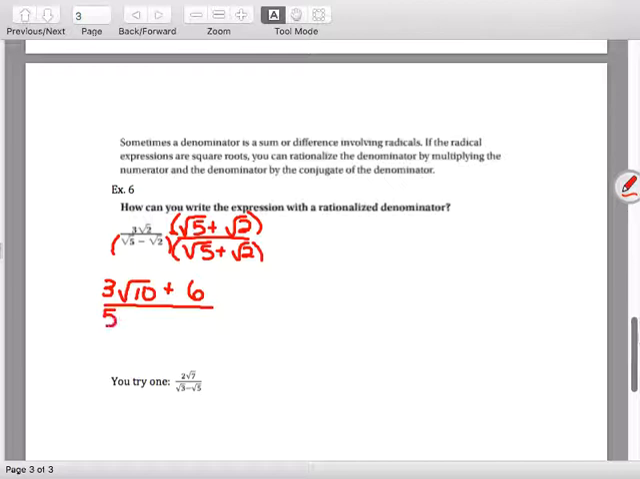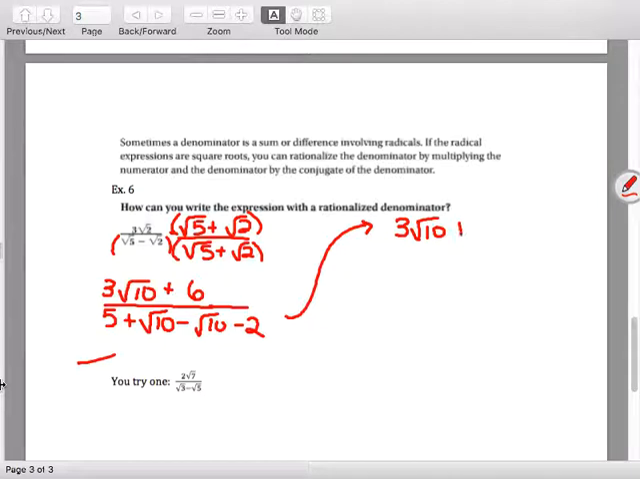Down in the bottom, I'm going to get 5, because square root 5 times square root 5 is 5. The outer is a plus square root 10. The inner is a minus square root 10. And the last is minus square root 2 times square root 2, so that's minus 2. So up in the top, I'm not doing anything at this point. That's 3 square root 10 plus 6 over. The square root 10s cancel, because one's a plus and one's a minus. Then I get 5 minus 2 is 3.